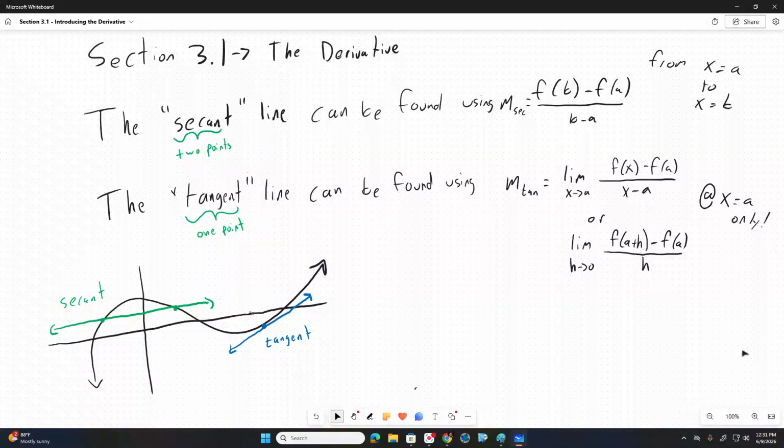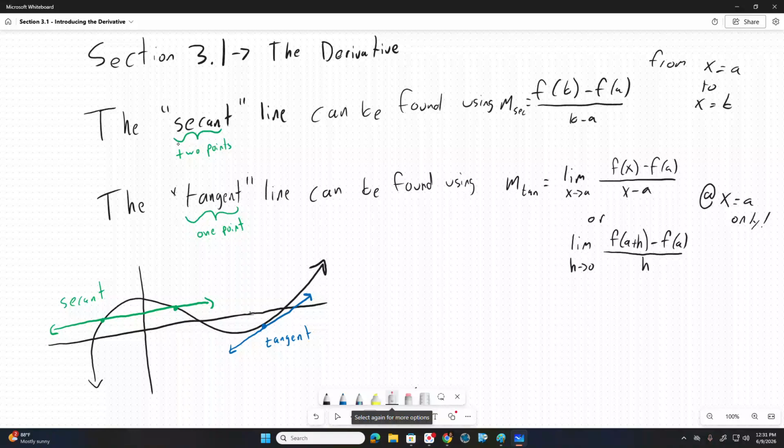This is starting our new section, section 3.1, where we're talking about the idea of the derivative. This is a very important idea in calculus. It's very foundational, and we're going to spend a lot of time with this. So let's just make sure that we have some familiarity with what we're talking about. I'm going to try and use the laser pointer.